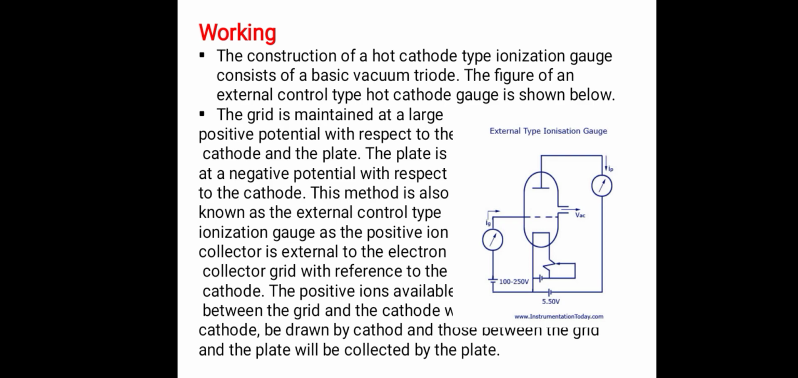First of all, as we are giving the external potential V, the cathode emits the electrons, and that emitted electron will generate electron and positive ion pairs. The electrons are attracted to the grid, which is at higher potential as compared to the cathode, and the positive ions are attracted to the plate, which is at more negative potential as compared to the cathode, and there is a measurement of the current due to those positive ions.